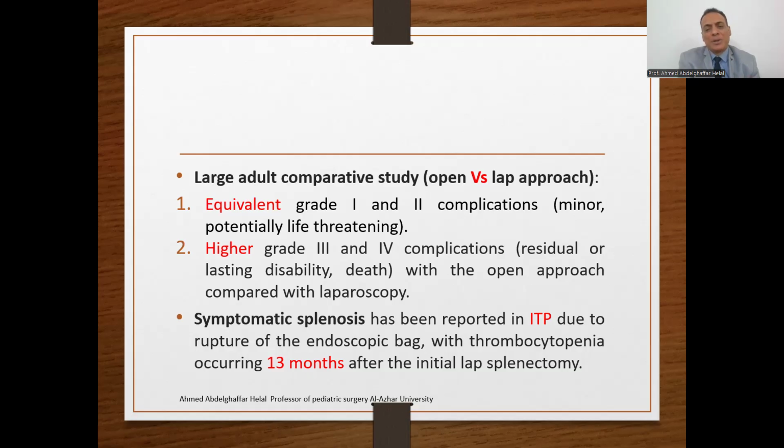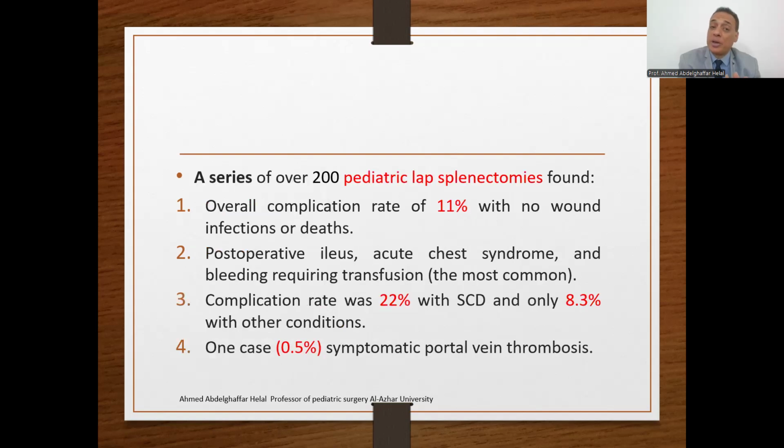What's grade 3 and 4? Residual or lasting disability or even death, with the open compared to laparoscopy. The symptomatic splenosis, as we spoke about, is reported in ITP due to rupture of the endoscopic bag, with thrombocytopenia that may happen 13 months after the initial laparoscopic splenectomy, as documented in such a study. A series of over 200 pediatric laparoscopic splenectomies found an overall complication rate of about 11%, with no wound infection, post-operative ileus, or acute chest syndrome.